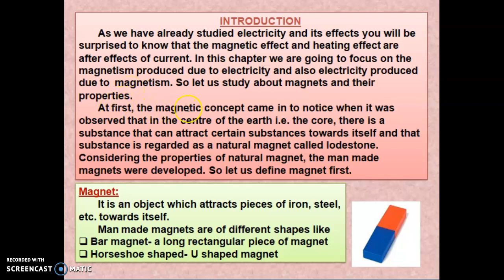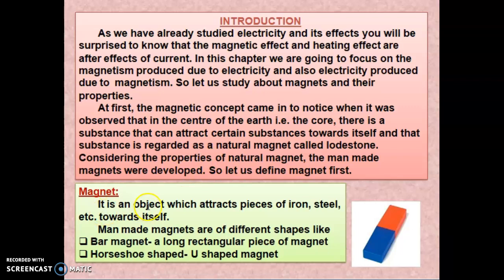At first, the magnet concept came into notice when it was observed that in the center of the earth, that is the core, there is a substance that can attract certain substances toward itself, and that substance is regarded as a natural magnet called lodestone. Consider the properties of natural magnets. Man-made magnets were developed. So let us define magnet first.